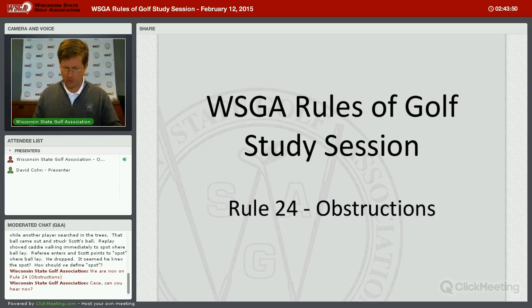All right, decision 24-2B/2 is good because it raises the question that a lot of people will look at the definition of the nearest point of relief. They'll look at the procedure outlined in Rule 24-2B and say, gee, if I don't follow this procedure, I'm going to be penalized. Is that true? The answer is no, that's not true.